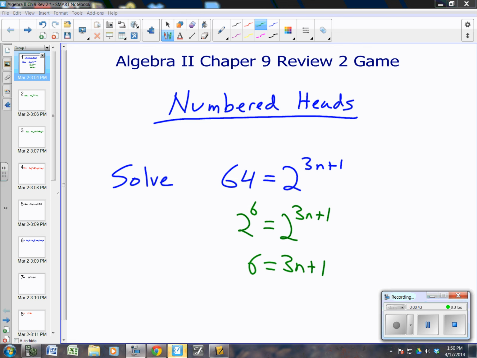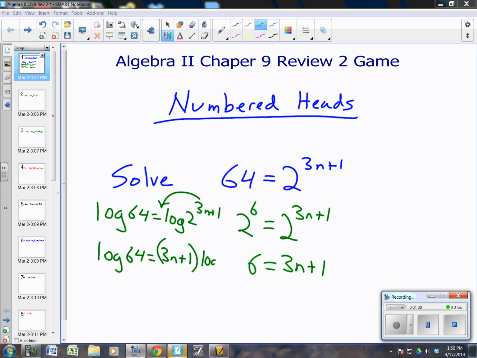Okay, that's a fast way to do that one. Not all equations can do that. It just happened to be that 64 can be rewritten as 2 to the 6th power. Most of you probably took the log base 10 of both sides. Is that right? And then you use the power property to bring the 3n plus 1 down in front. And then you divided both sides by log of 2.